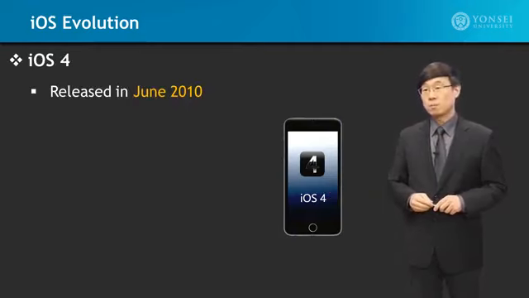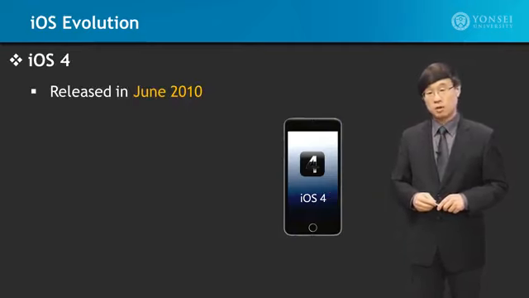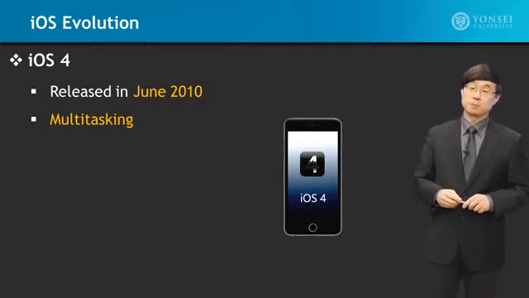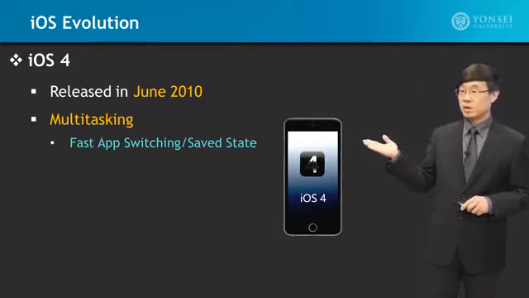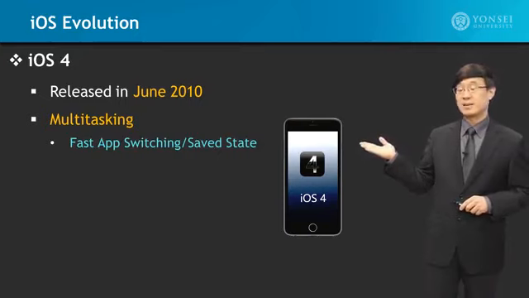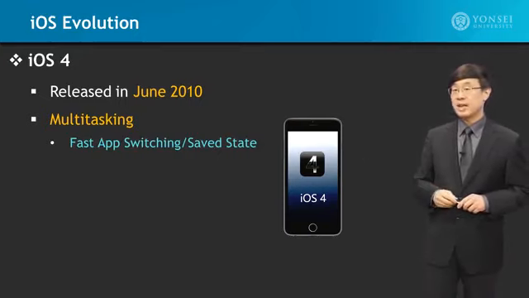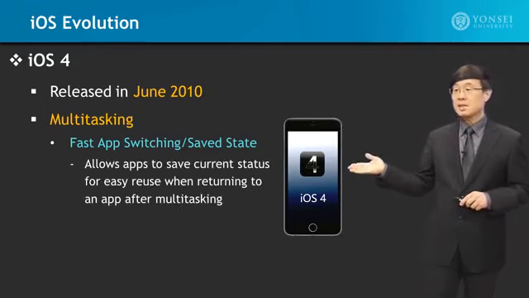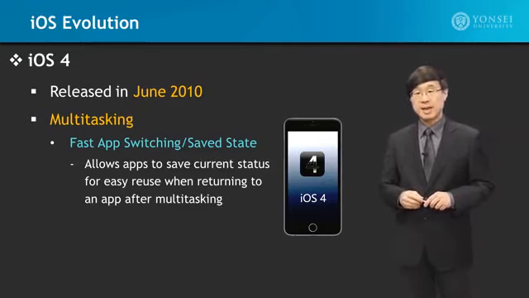iOS 4 was released in June of 2010, and multitasking became available. Multitasking, in terms of fast app switching and save state, were the features that enabled effective multitasking. This allows an app to save the current state for easy reuse when returning to the app after multitasking.